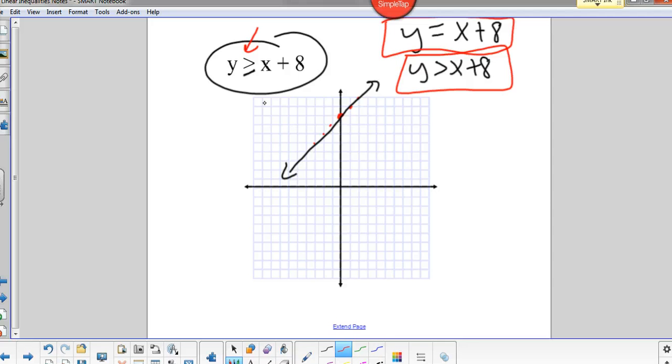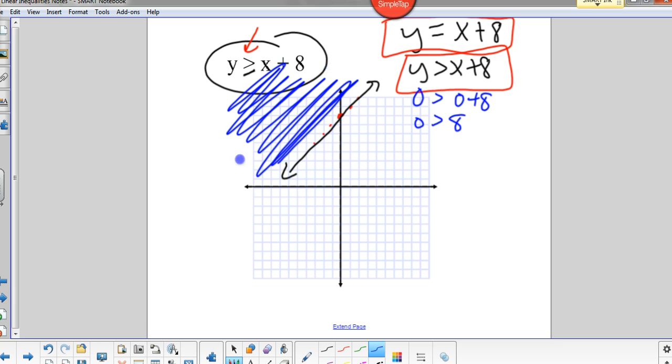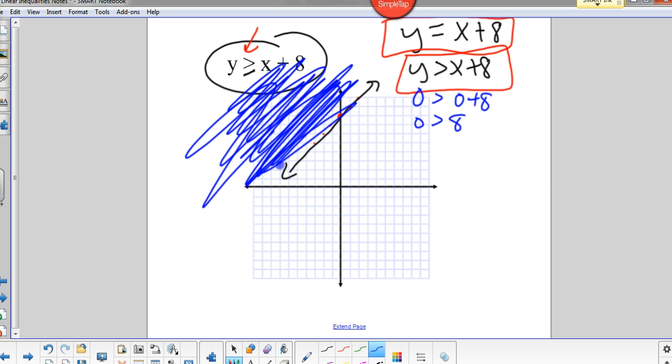And the easiest point to test would be 0, 0. So if you put 0 in place of y and 0 in place of x, is it true or false? 0 is greater than 8. That is false, which means this point, 0, 0, which I just tested, is not a solution. If it's not a solution, then the other side must be. And in fact, everything up here would be a solution. And so this would be the graph.